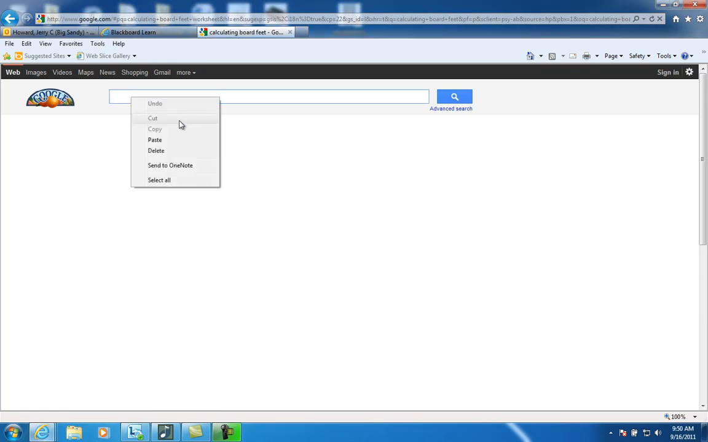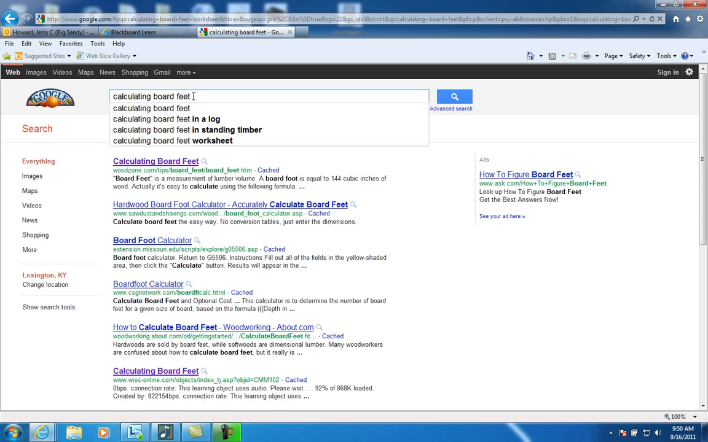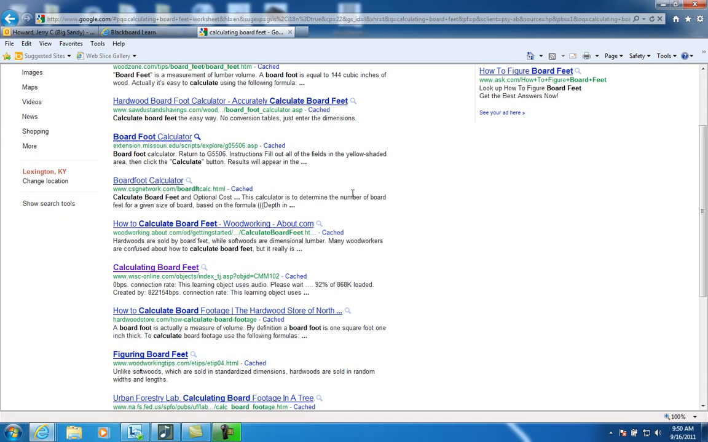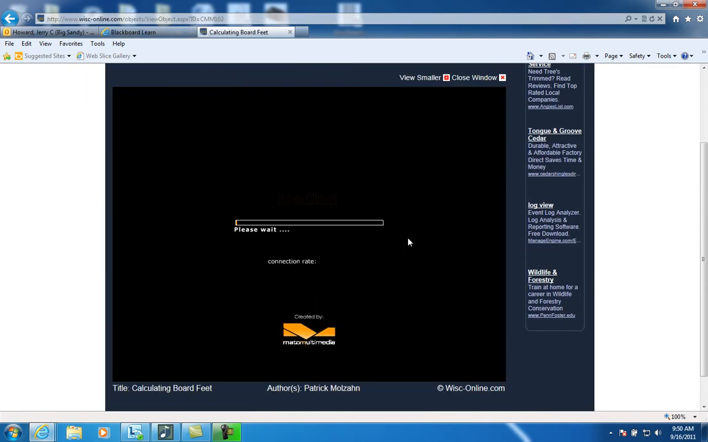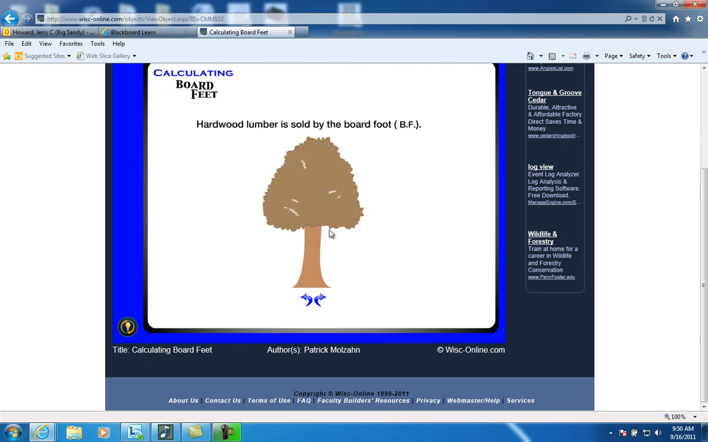When you get in here to the search command, I'm looking for calculating board feet. So type that in, and right here at www.wisconsinonline.com, really neat little tutorial they got here. So click on that if you want, and we're going to get into calculating board feet.